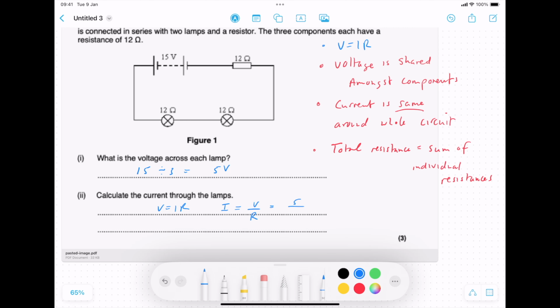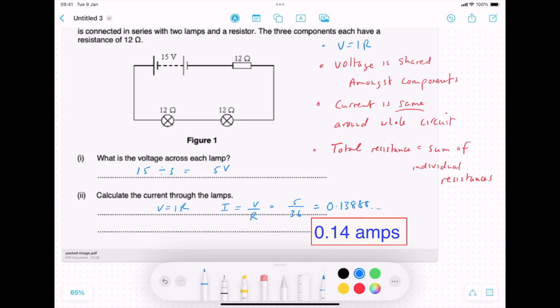Now the next thing we need to do is work out the total resistance, which is the sum of the individual resistances. So it's 12 plus 12 plus 12 is 36. So therefore we have 5 divided by 36 gives us a current of 0.13888, which to 2 decimal places is 0.14.